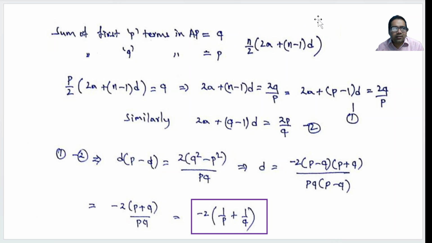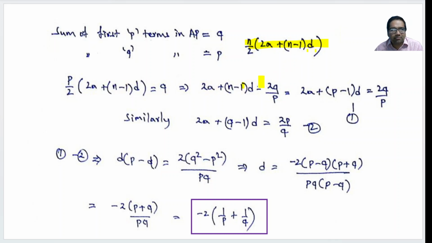What is it? n by 2 into 2a plus n minus 1 into d. This is the formula of the sum of first n terms, right? Now let us substitute this for p terms. n by 2 into 2a plus p minus 1 into d. What is n? n is again p, right? p by 2 into 2a plus p minus 1 into d. This is the sum of first p terms.